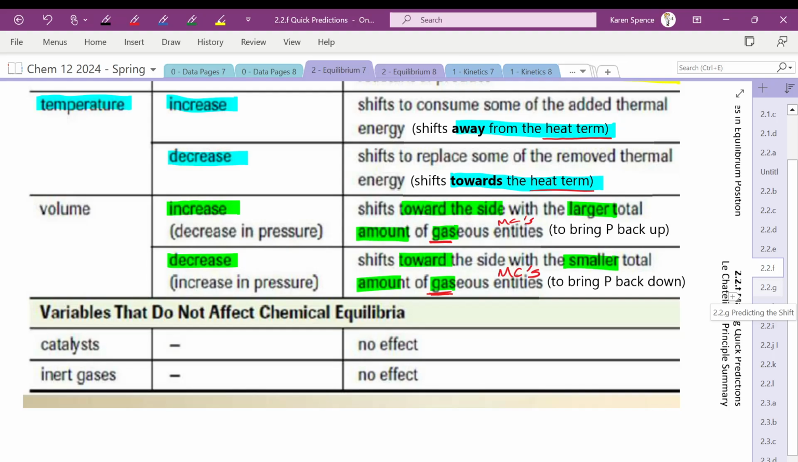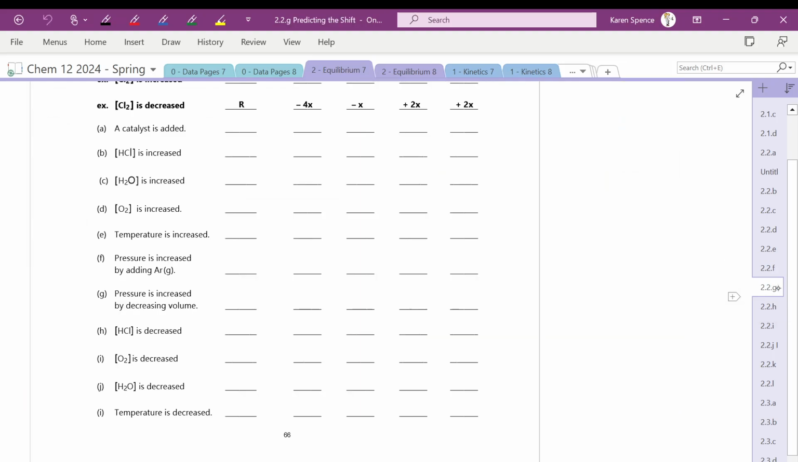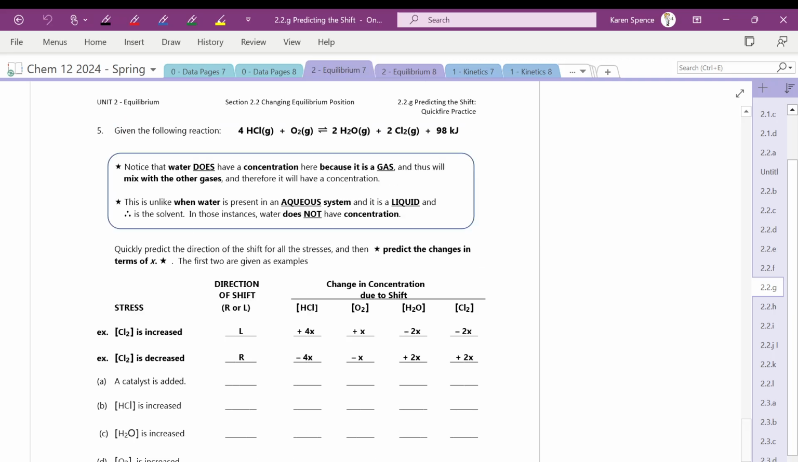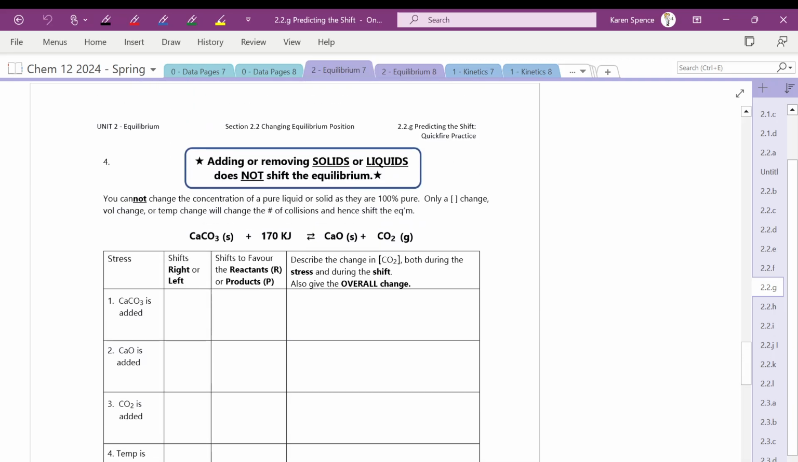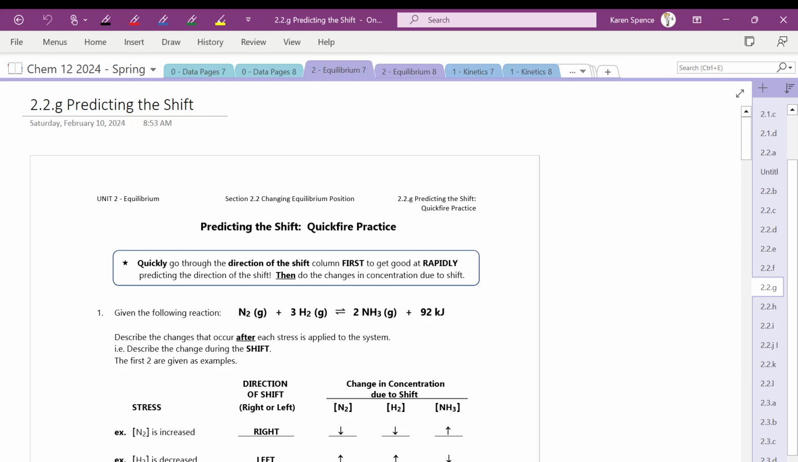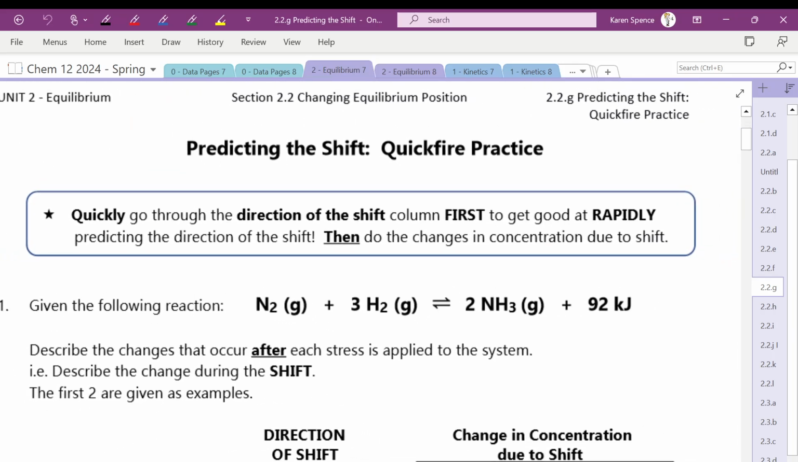We have some practice here. So if we look at this, quick fire practice. Ooh, exciting. It makes it sound like so much fun, right? No, okay, that's all right. We're going to pretend it's super fun.